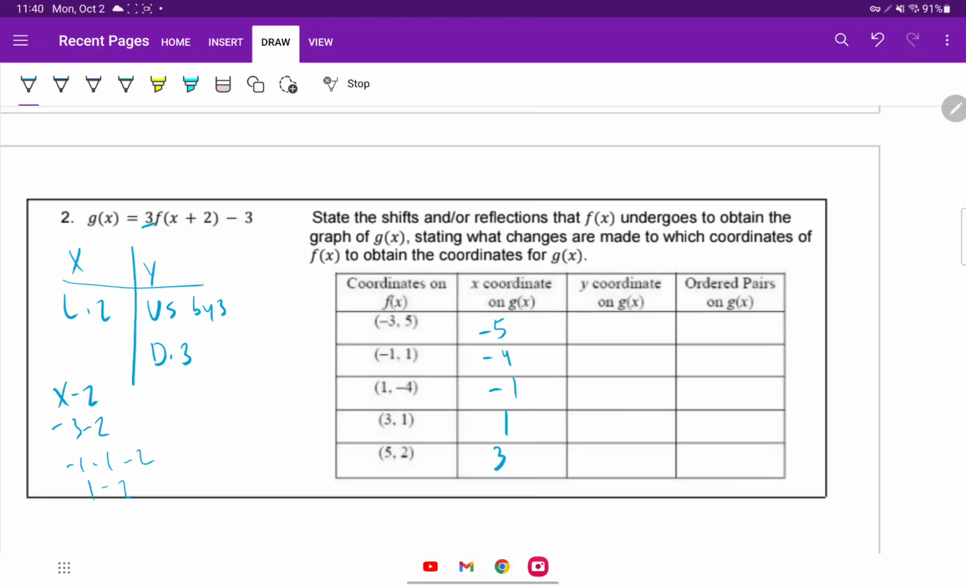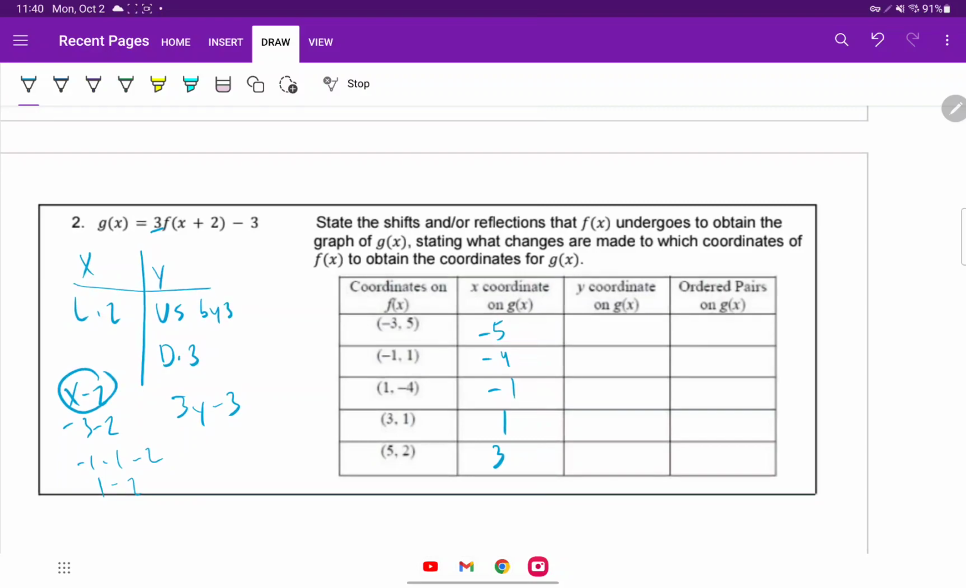Alright, for our y values, here's our rule for this one: it's 3y and then minus 3, so a vertical stretch by 3 and then down 3. We take 5 first: 3 times 5 is 15, and 15 minus 3 is 12. Then 3 times 1 is 3, and 3 minus 3 is 0.